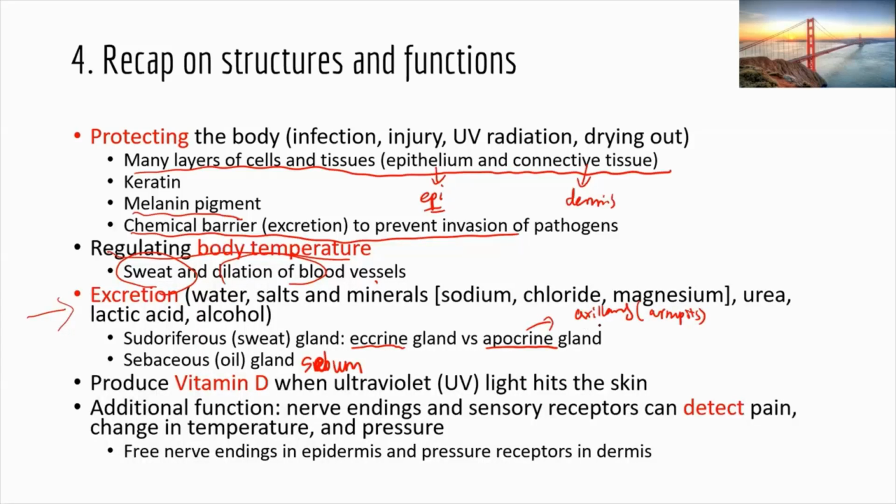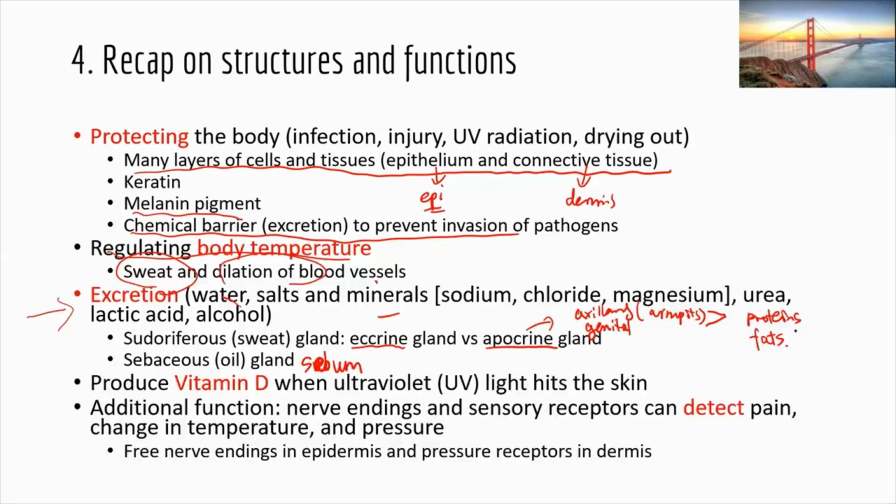The other area where you can find apocrine glands is the genital area. Okay, so what's special about the apocrine gland? The secretion, besides all those things that you can find in normal sweat: water, salts, urea, lactic acid, it also has a lot of proteins and fat.